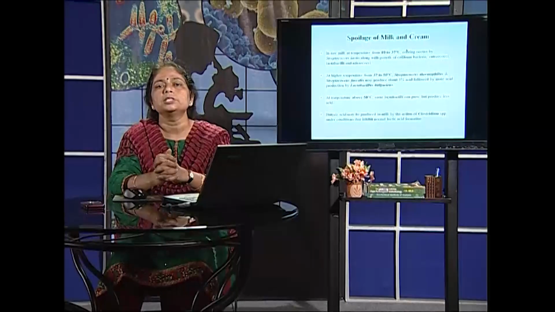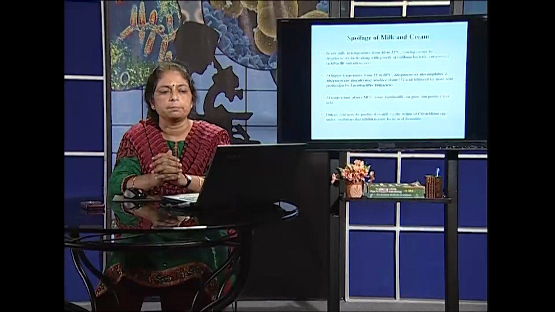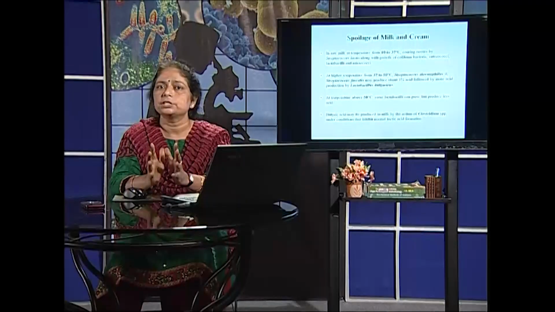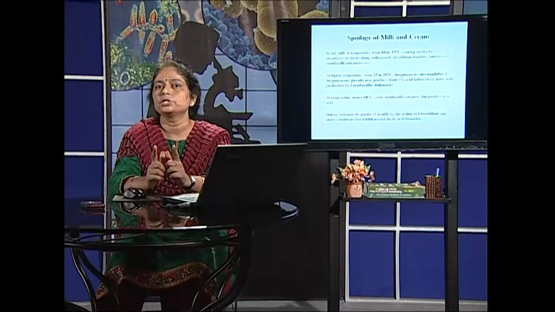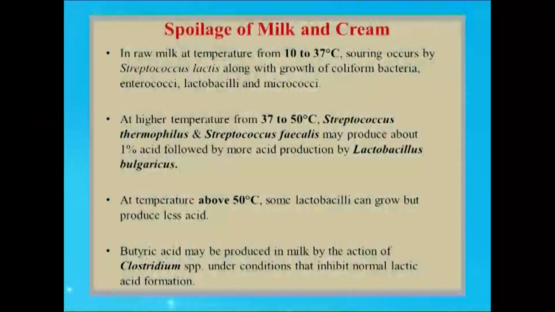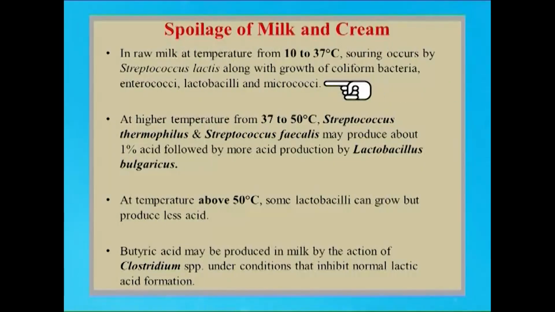Let us now learn about the spoilage of the milk and the cream. Temperature is a very important factor for spoilage, as I told you. So, let us learn how temperature decides which microorganisms are responsible for the spoilage. If the raw milk is maintained at a temperature of 10 to 37 degrees Celsius, then souring occurs because of the growth of Streptococcus lactis along with the growth of coliform bacteria, enterococci, lactobacilli and micrococci.